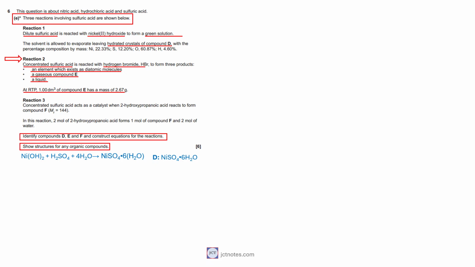In the presence of concentrated sulfuric acid, bromide acts as a reducing agent that is strong enough to reduce sulfate ions to sulfur dioxide. At the same time, bromide is oxidized to bromine, and water is formed.